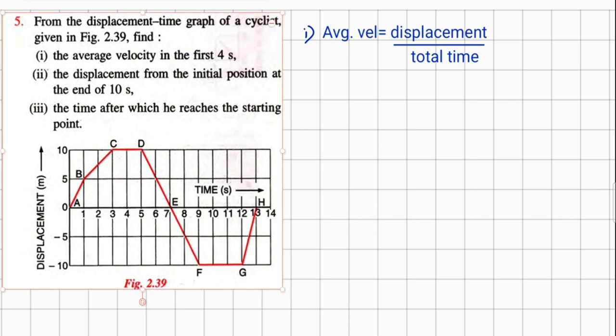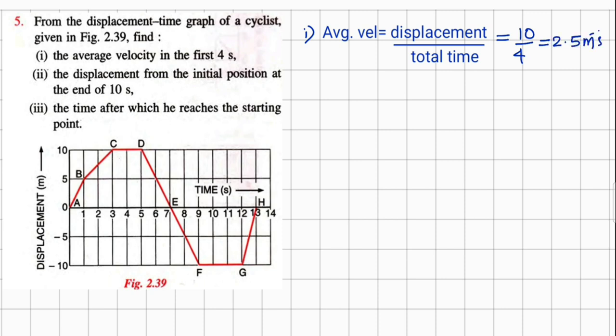4 seconds, the displacement is 10 and time is 4 seconds. So therefore, let's substitute the values. 10 by 4, answer is 2.5 meters per second. Second part, they are asking the displacement from initial position at the end of 10 seconds.